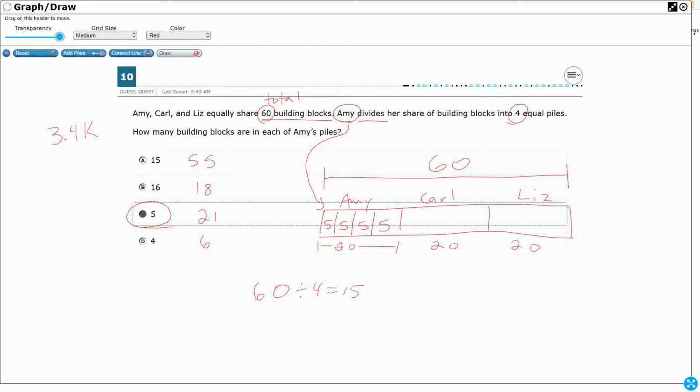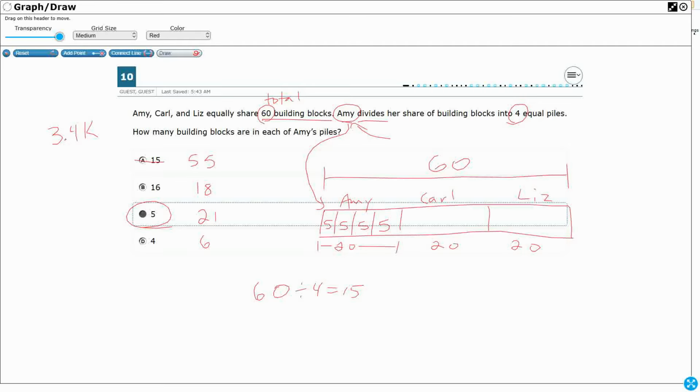It looked like a one-step problem. What they missed was that this was only Amy's blocks, not everyone's blocks. So they took the 60 and the 4 and divided to get 15, but they didn't necessarily capture the fact that Amy doesn't have 60 blocks. Amy only has a portion of the blocks.